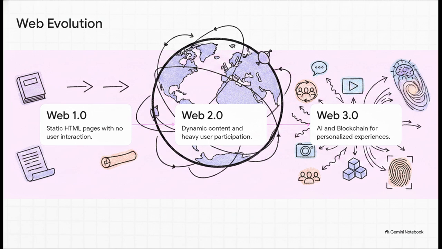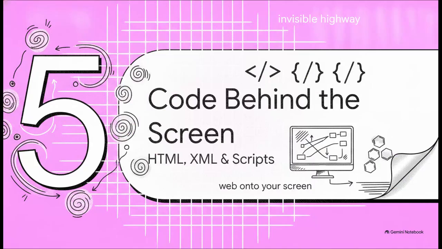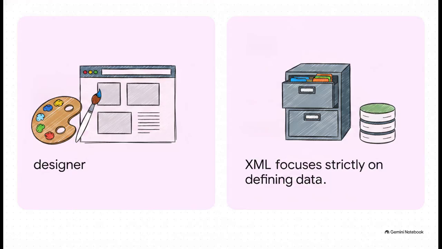And now, we're shifting into Web 3.0. This next wave uses artificial intelligence, machine learning, and blockchain to create highly secure, deeply personalized, and super immersive experiences. Which brings us to our final stop, Section 5, the code behind the screen. To achieve all those rich, immersive Web 3.0 experiences, we need to peel back the very last layer, the complex programming that actually renders the web onto your screen.